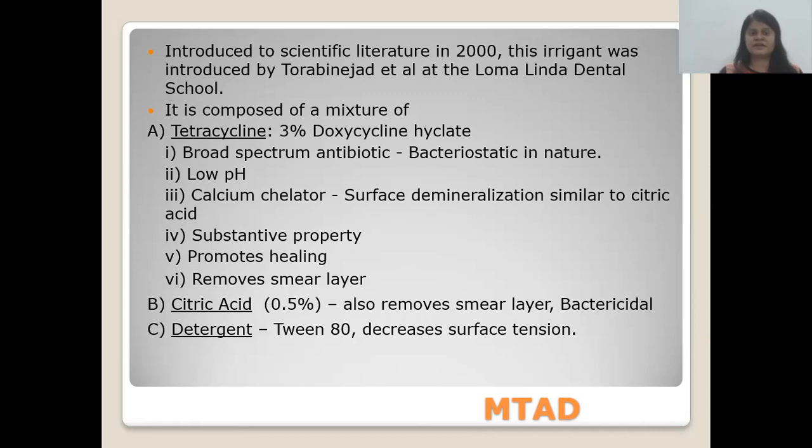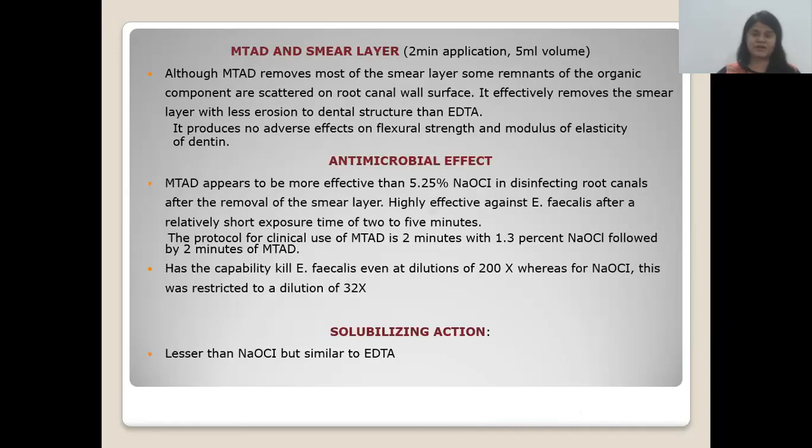The tetracycline provides a broad spectrum antibiotic that is bacteriostatic in nature, with low pH, and it is also a calcium chelator, which results in surface demineralization similar to citric acid. It has a substantive property, promotes healing of the tissues, and removes the smear layer. Citric acid was added to remove the smear layer and provide an antibacterial effect. And the detergent, Tween 80, was added to reduce the surface tension so that the other two products come in contact with the dentin.